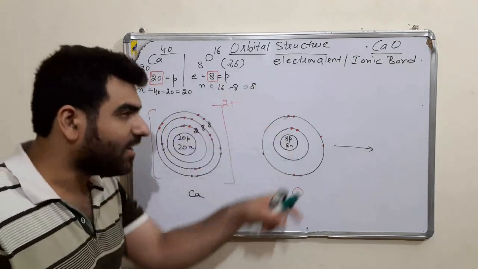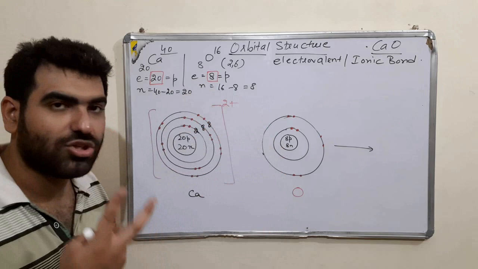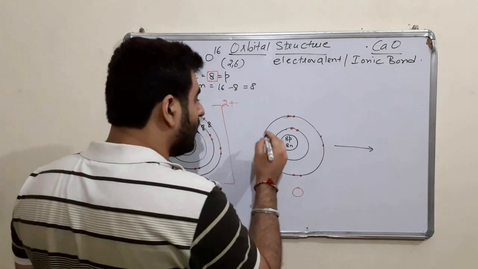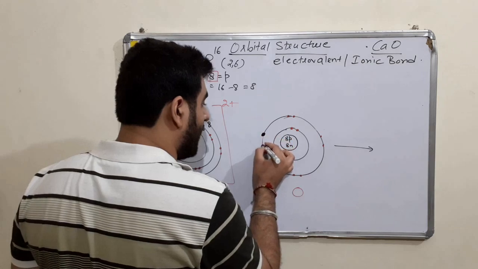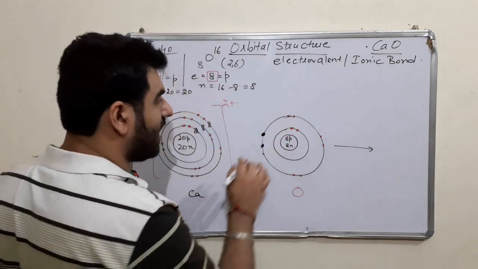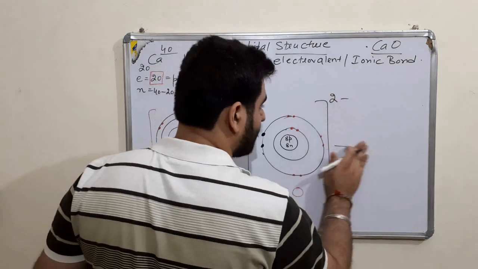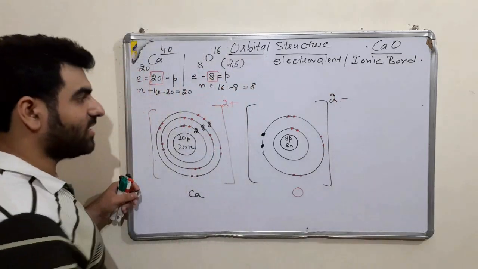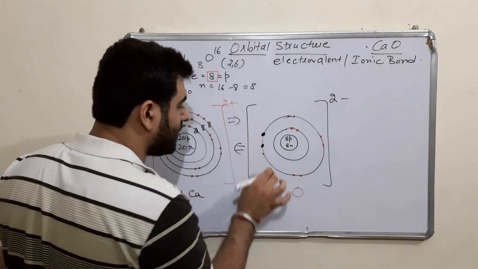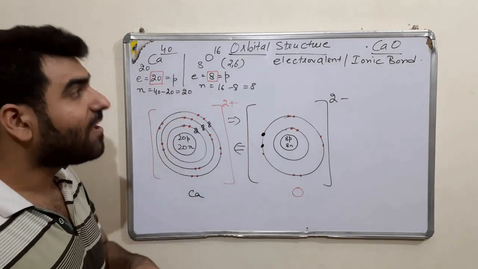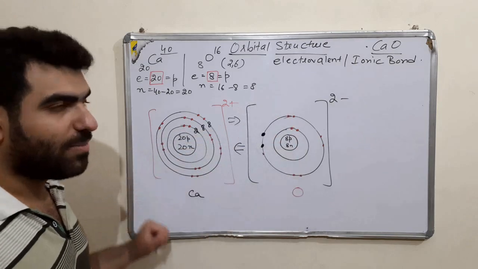It has given 2 electrons, so it has lost 2 electrons, so 2 positive. Let me make the oxygen somewhat bigger. It has gained these 2 electrons, so 2 negative. So again this will attract this. These are Coulomb forces or electrostatic forces of attraction. So this is the orbital structure.